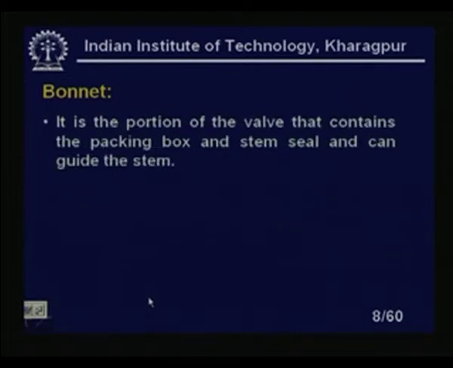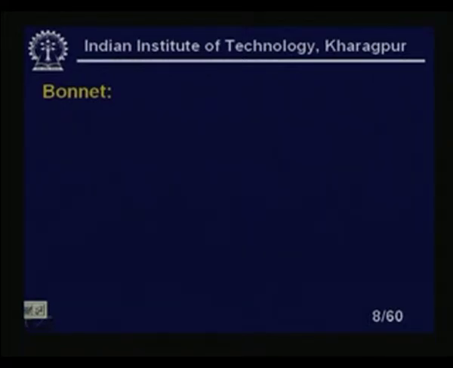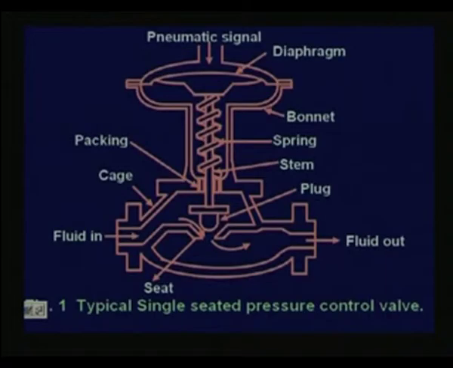Bonnet is the portion of the valve that contains the packing box and the stem seal and can guide the stem, right. As I told you, this is called the bonnet, right.